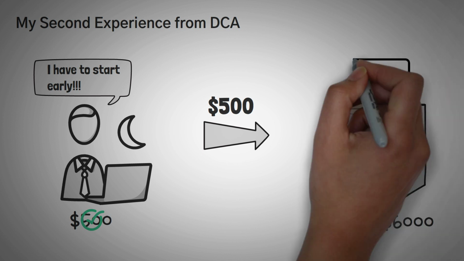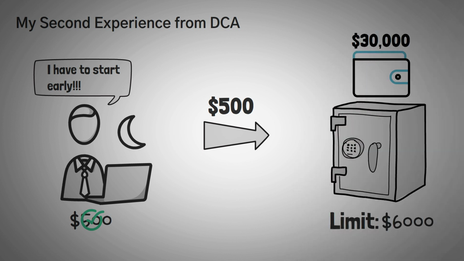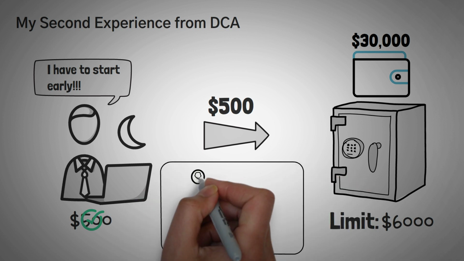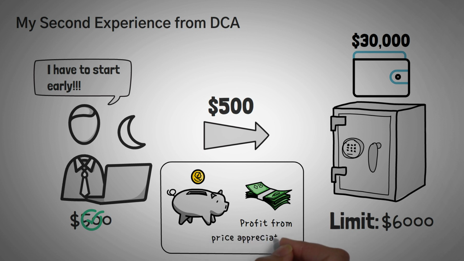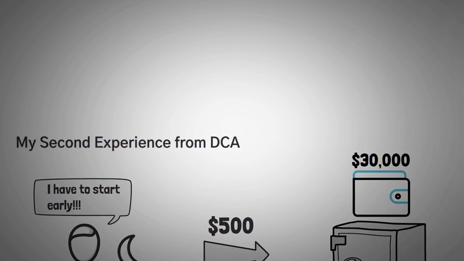But now, my portfolio has grown to more than $30,000 just by investing in a simple index fund. In fact, all of this is done automatically at the first of every month. Looking back, it would have taken a lot of willpower to simply save that much, and quite a bit of that is actually profit from price appreciation and dividend returns.